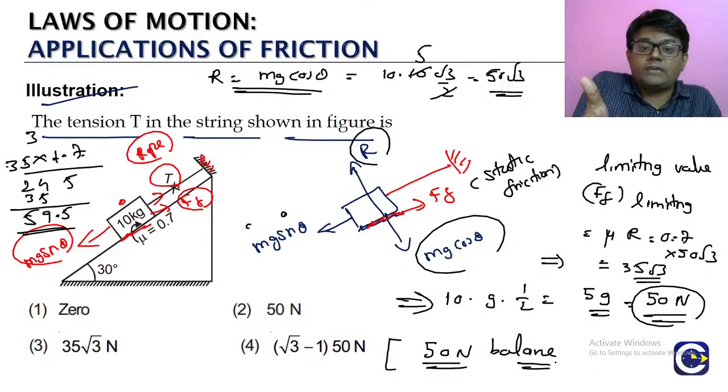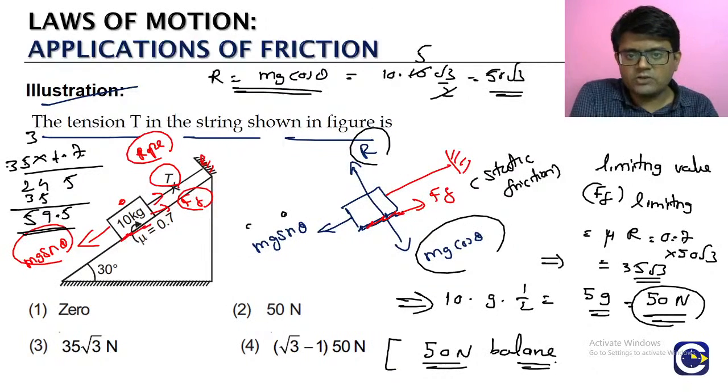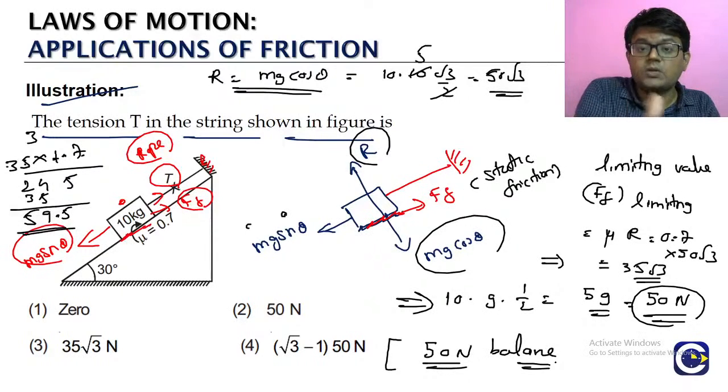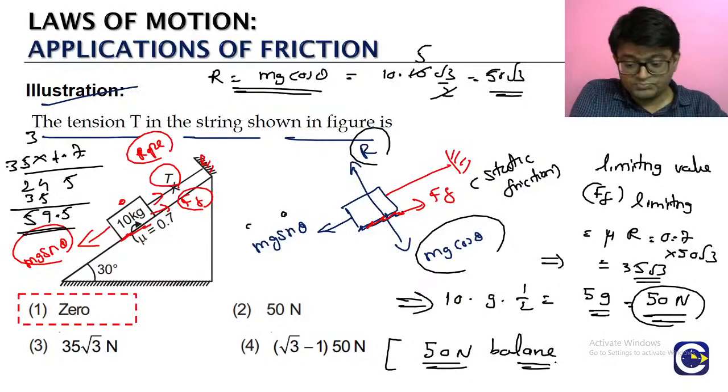If there is no net force down the plane, it is like you are attaching a rope, but the rope will become tight only when the block is trying to move down, right? But the block is not trying to move down, so the rope is attached but it will be loose, or we can say slack. So the tension in that rope is going to be 0. So this is an interesting question.